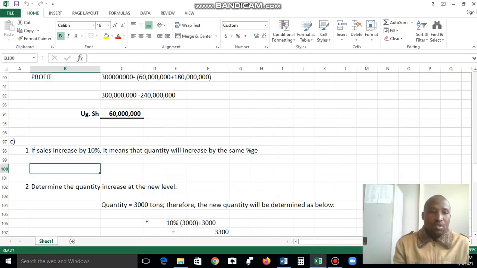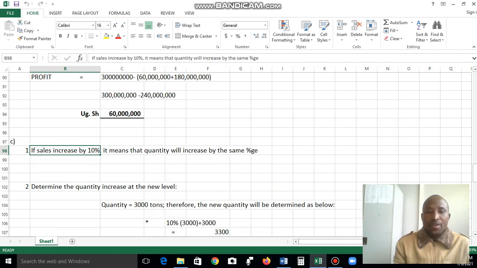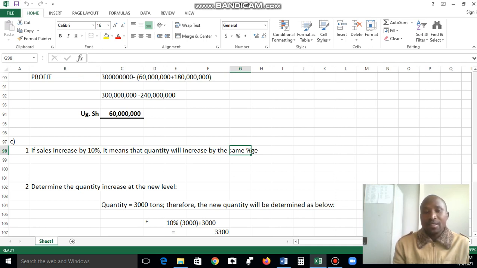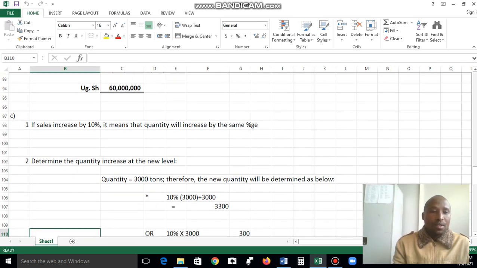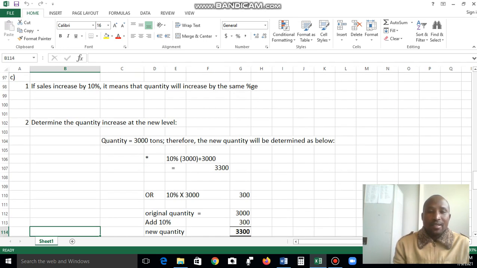Step number one, if sales increase by 10%, it means that the quantity will increase also by the same percentage. As sales increase, then the volume also increases. Now we need, at this point, to determine the quantity increase at the new level.